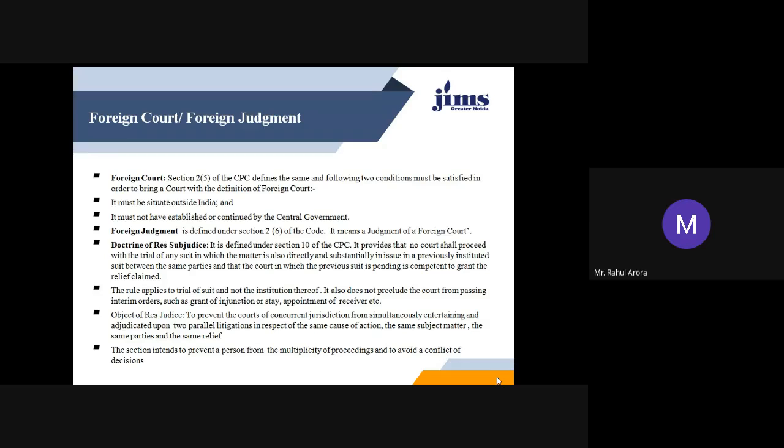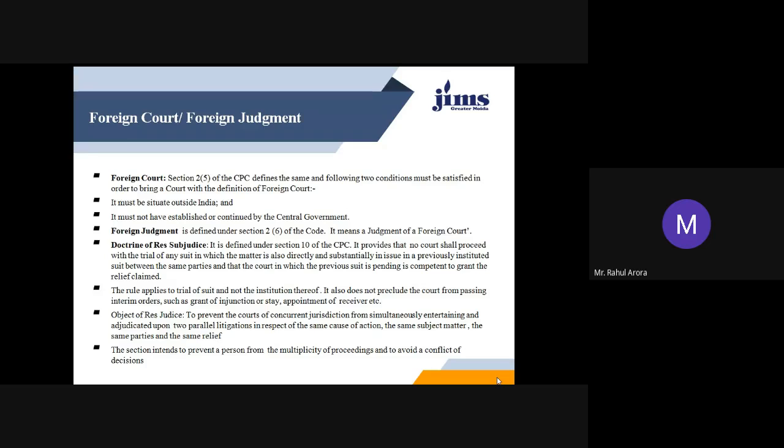Now I would like to explain the doctrine of res subjudice. What do you mean by doctrine of res subjudice? It is defined under section 10 of the Code of Civil Procedure. It provides that no court shall proceed with the trial of any suit in which the matter is also directly and substantially in issue in a previously instituted suit between the same parties, and that the court in which the previous suit is pending is competent to grant the relief claimed.